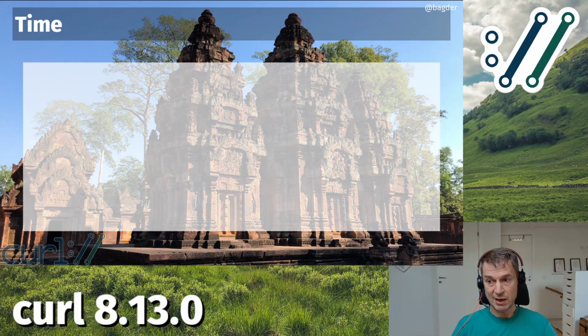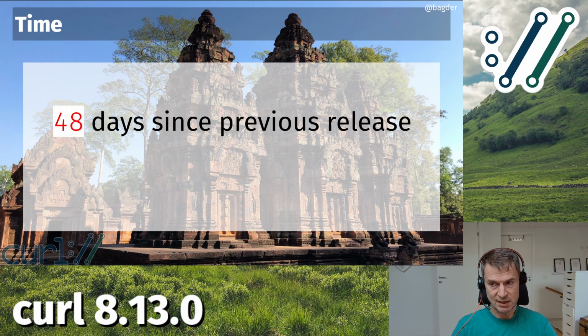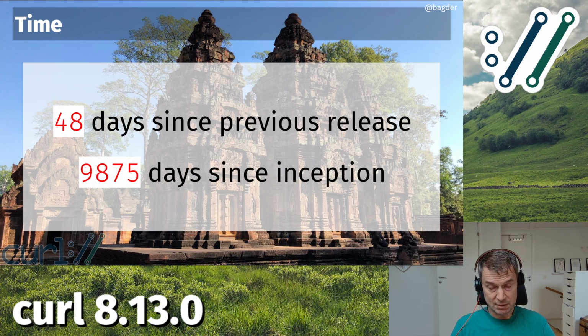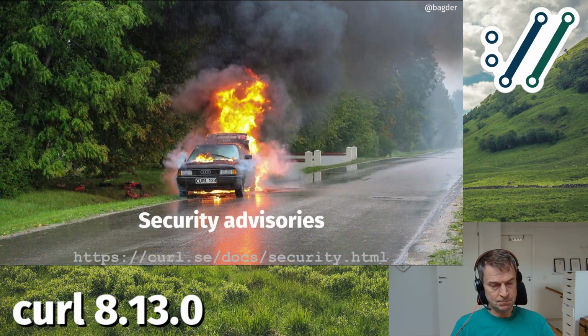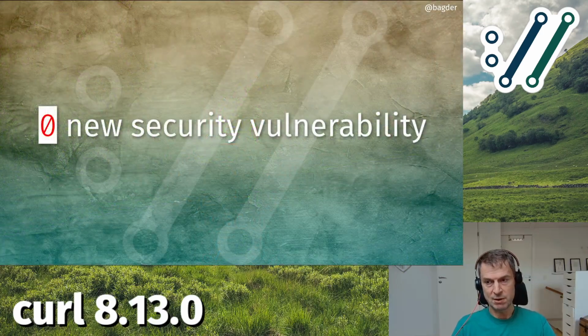And this time around, we actually had a slightly shorter release cycle because it was a little bit cut off in the beginning because we did a patch release to start it out with. So we had 48 days and we're at 9,875 days since the first curl release. And we have no security vulnerabilities to report this time around, which is fine and good, I think. Good news.